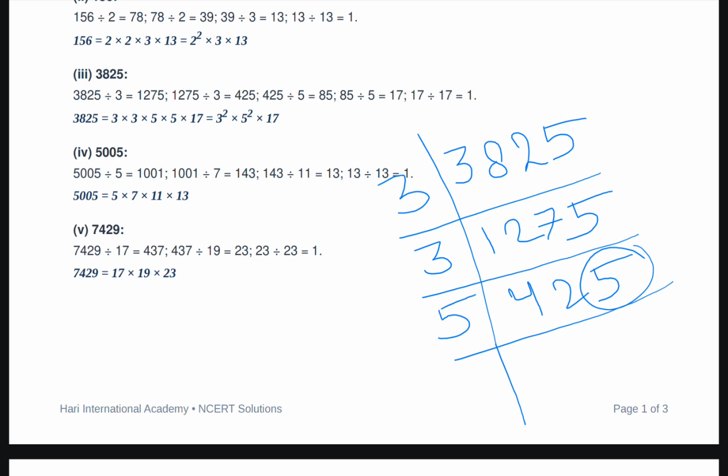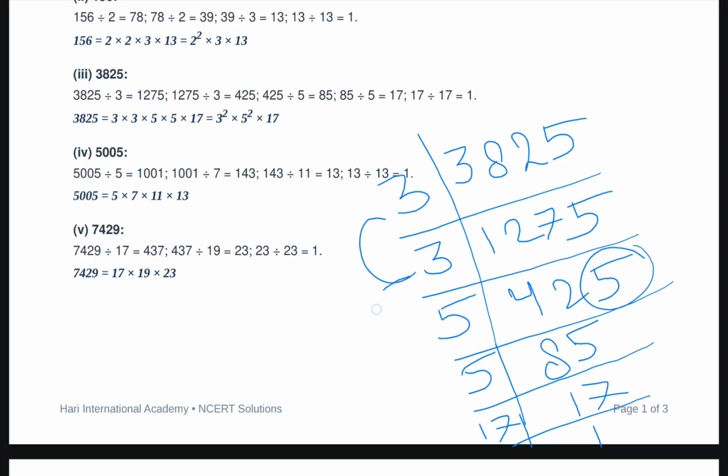Okay, so here you will get 5 eights are 40, and then 5 fives are 25. Again you will divide it by 5. Now you will get 17, and in the end you will divide 17 by 17. So here you will get the prime factors as 3 into 3 and 5 into 5 into 17.